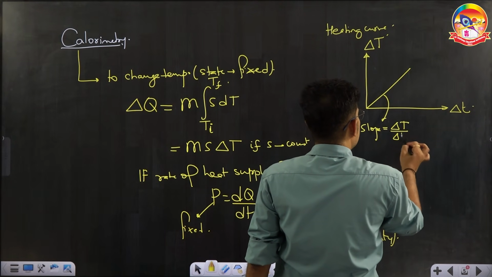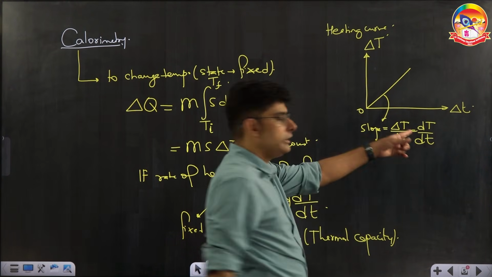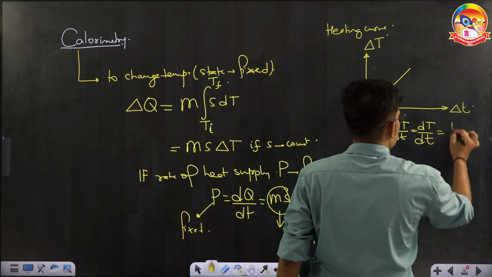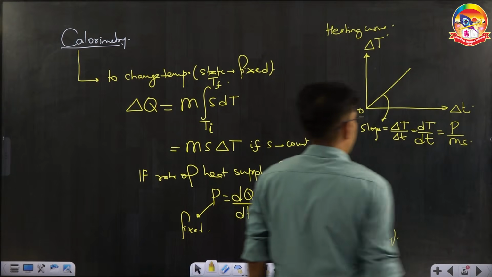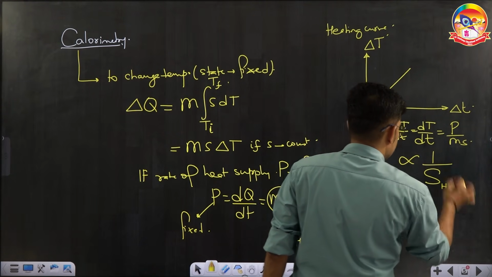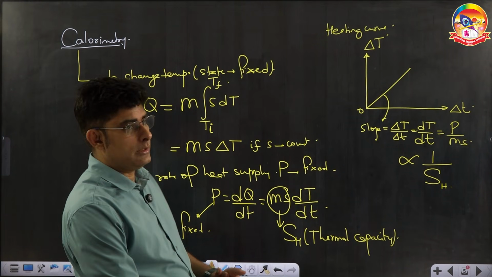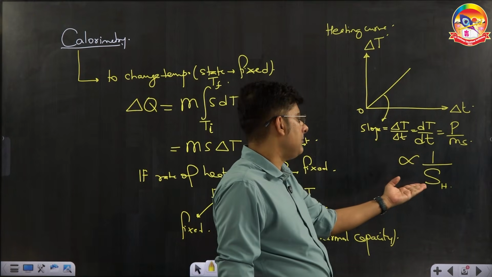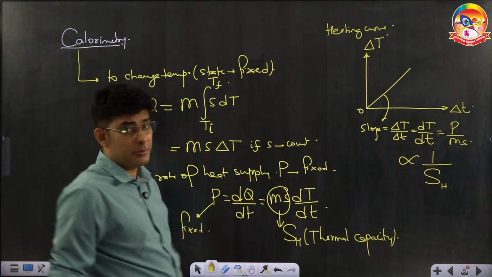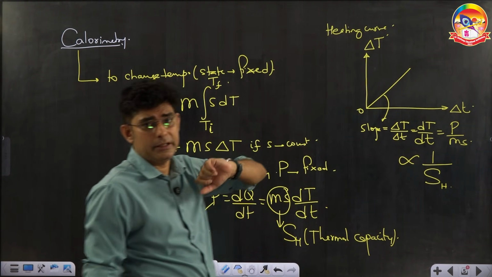delta T by delta t is also equal to dT by dt, because it is a straight line passing through origin. And what is dT by dt? dT by dt is P by ms. So it is inversely proportional to the thermal capacity. So slope will be inversely proportional to thermal capacity, and if mass is same, then we can say the slope will be inversely proportional to specific heat capacity. So from here we can get the specific heat capacity also if two different graphs are to be related.